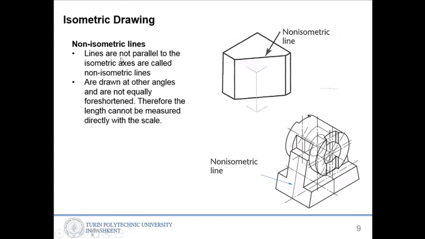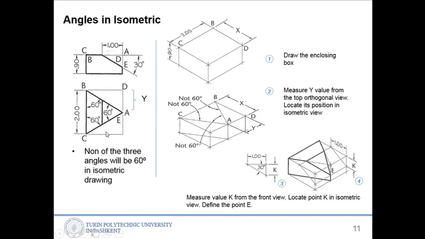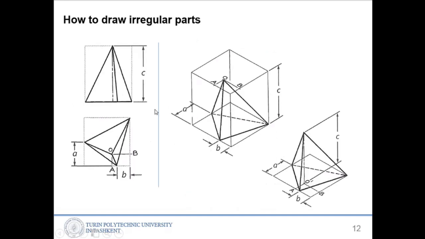There was one rule to draw non-isometric lines like this. There was one technique, and we have seen in an example how to generate this kind of thing. Also, the angles in isometric projection should not be transferred from the orthographic projection. There was another example of how to draw an irregular part, again non-isometric.